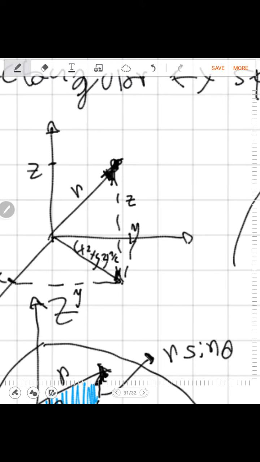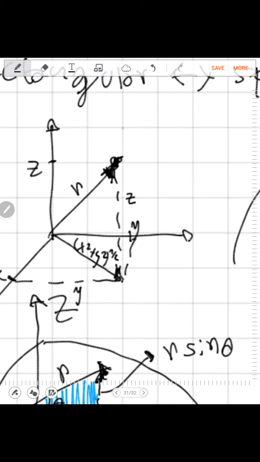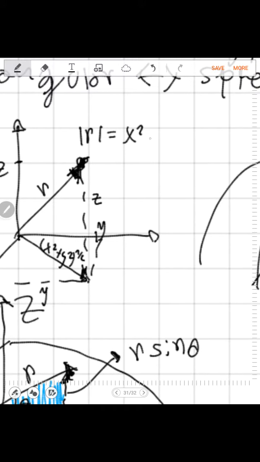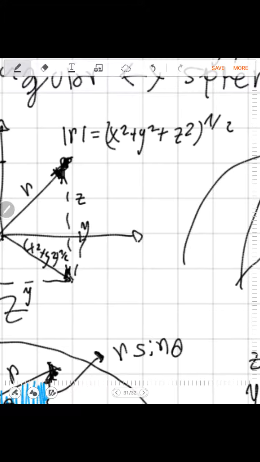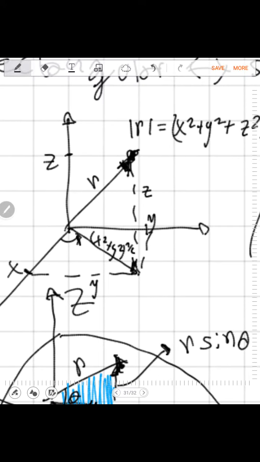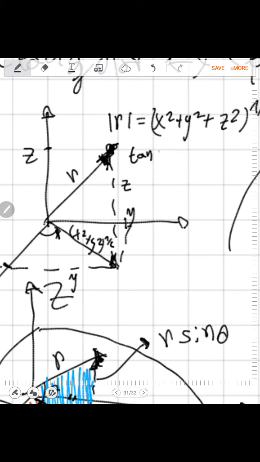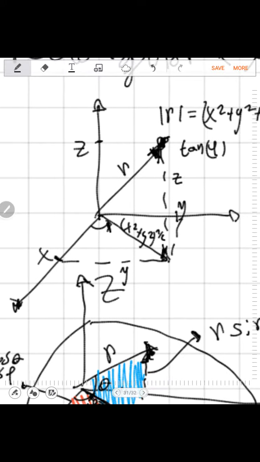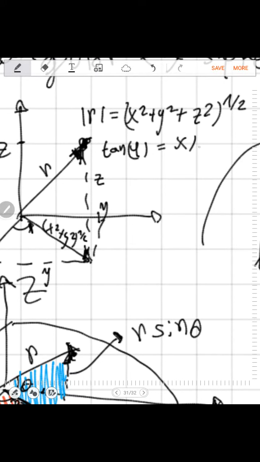So from here we can see that the magnitude of r is going to be the square root of x squared plus y squared plus z squared. That's going to be the magnitude of r. Now in the same way we can find this angle easily with the tangent, because we can say that the tangent of phi is going to be y over x.